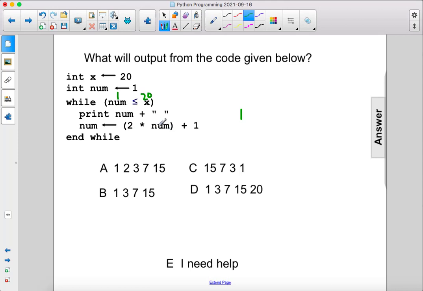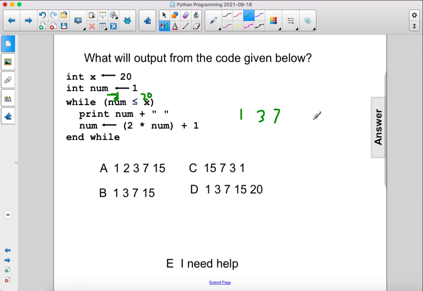So num is 1, 2 times 1 is 2, plus 1 is 3. 3 is less than 20, so we're going to print 3. And then num becomes 2 times 3, which is 6, plus 1, which is 7. 7 is less than or equal to 20, so we're going to print 7. Then num is going to become 2 times 7, which is 14, plus 1, which is 15.